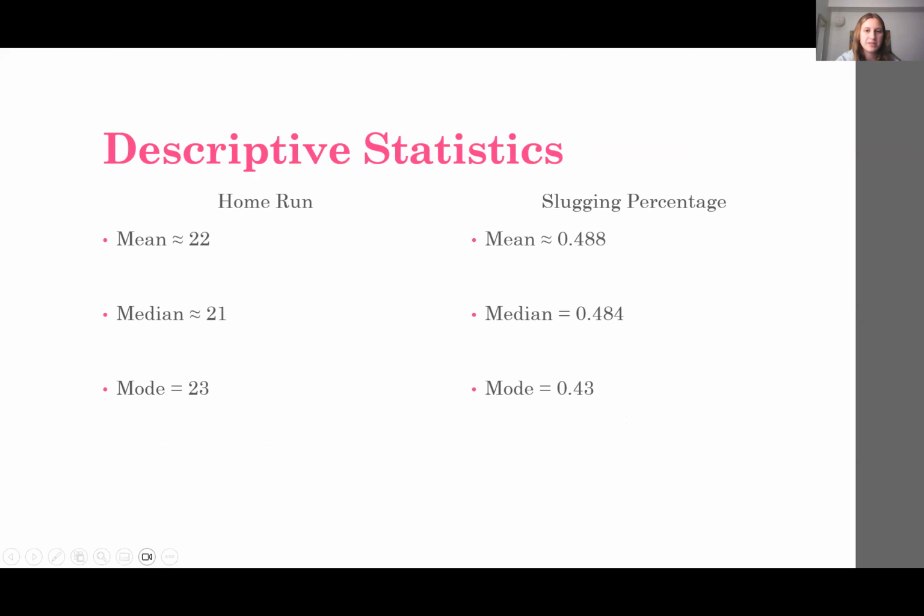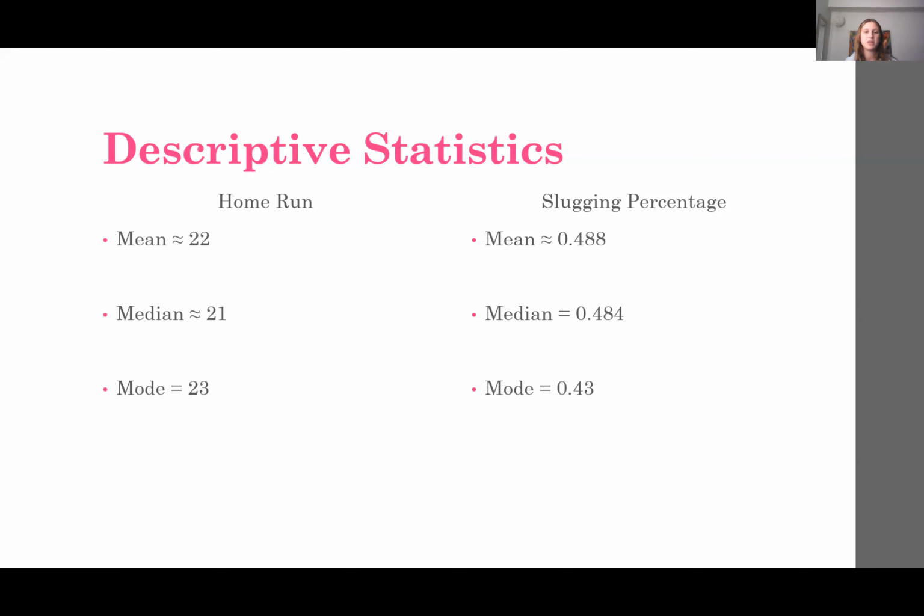Then these are just some descriptive statistics that don't necessarily contribute to the analysis of this data, but I wanted to throw them in there anyways. So the mean, median, and mode for both categories. So for home runs, the mean is 22. So on average, the number of home runs hit was 22. The median, or right in the middle, was 21, and then the most common number of home runs hit was 23, which does fall between that range where on average most players seem to hit their maximum number of home runs. And then for slugging percentage, the mean was about 0.48, the median was 0.484, and the mode was 0.43.